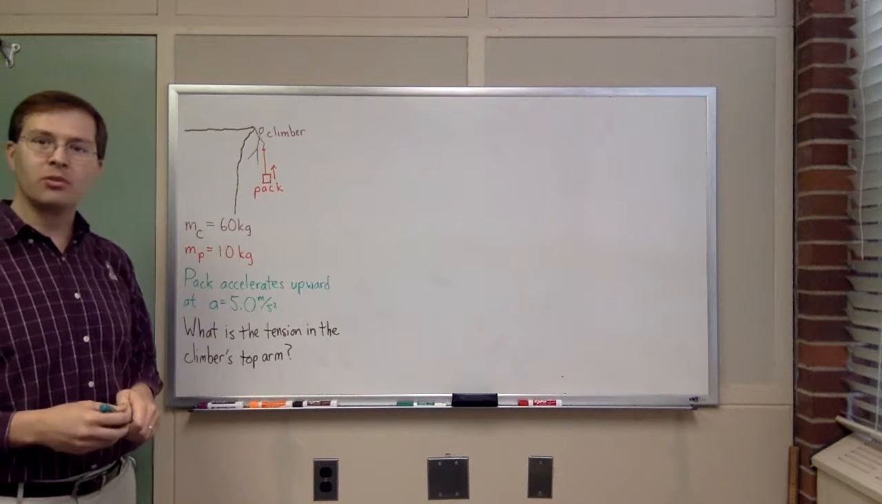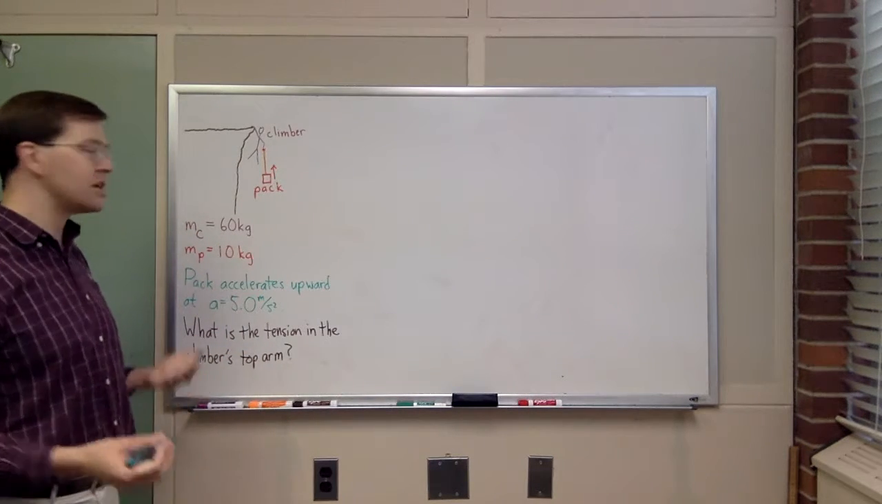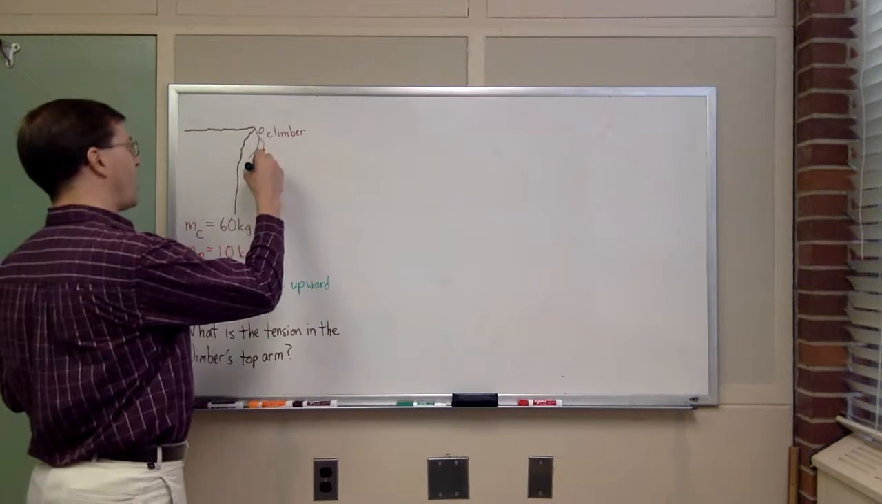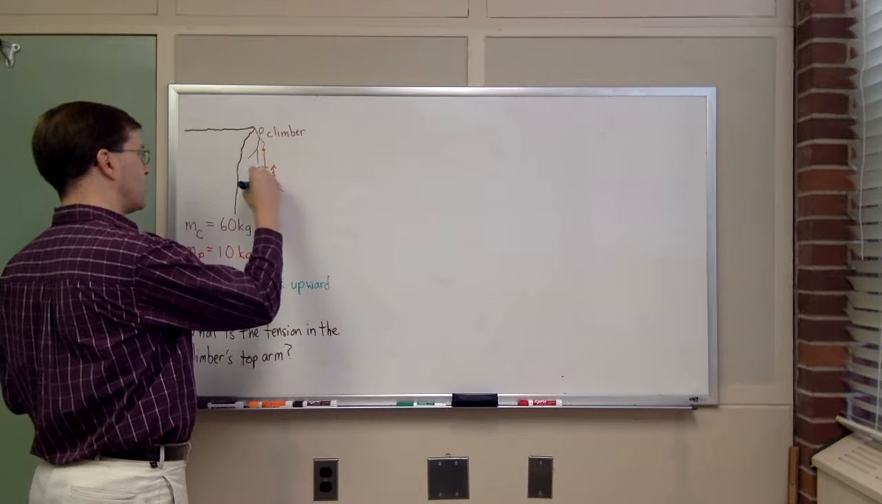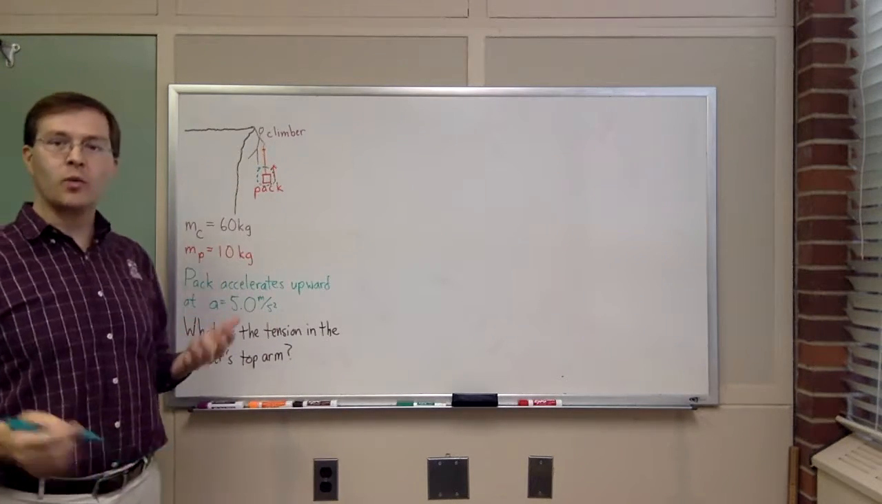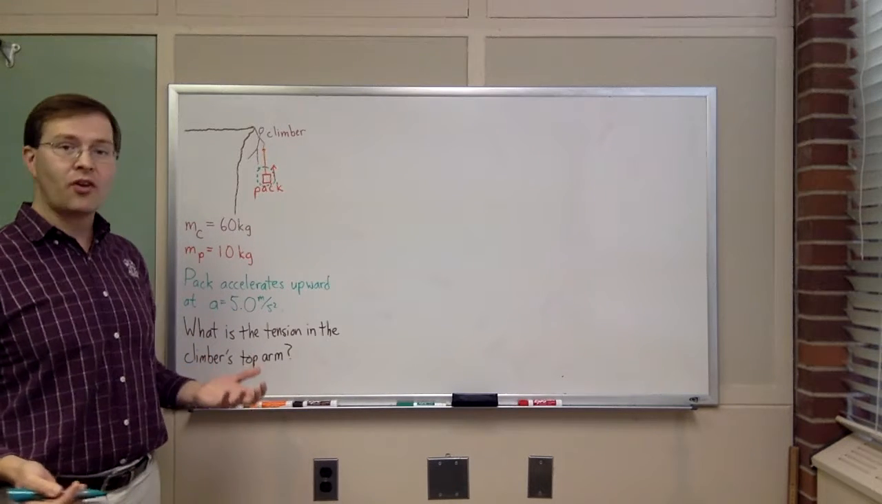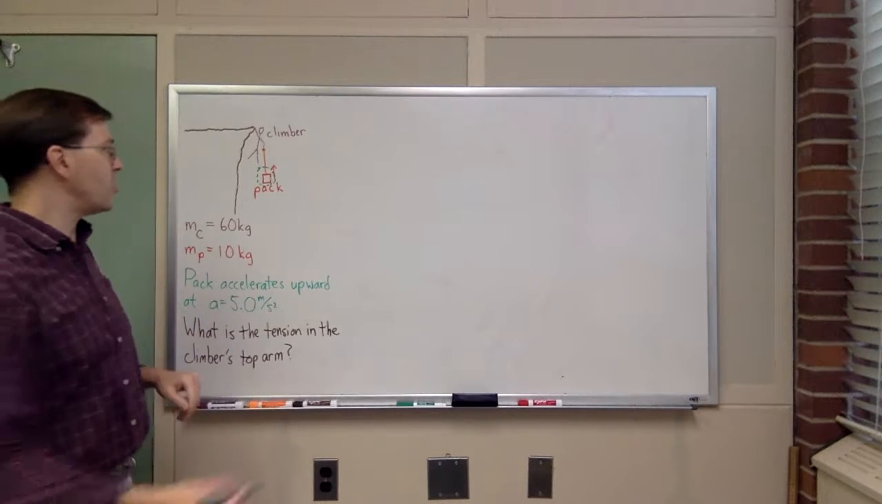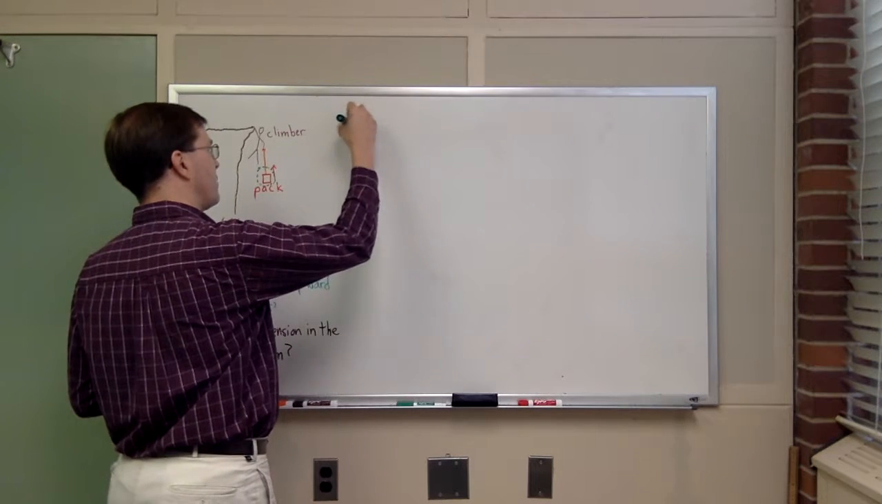Here's the pack down below. It's not attached to very many things. So I'm going to be very explicit about this. I'm going to draw a dotted line around the pack, indicating that is my system. And that's my dotted line. What I'm going to do, I'm going to make a list of all the forces on the pack and put them into a free body diagram. So here's my pack's free body diagram.